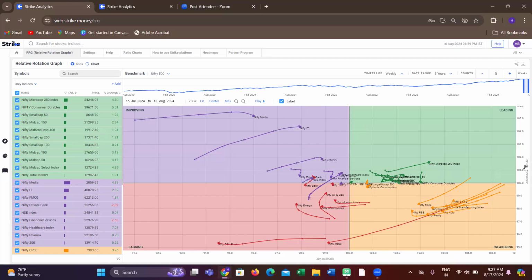This is just for educational purposes, folks. I mean, there's no buy and sell recommendation when I give any of the examples. So please don't consider that as a buy and sell.